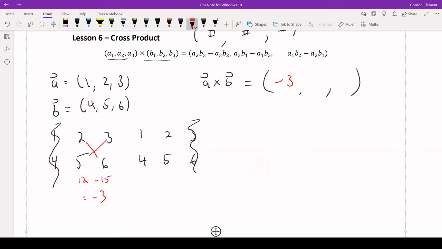And then you move one set over, and you do this times this. So 12 minus 6, and 12 minus 6 is 6. That's our y component of our cross product vector. And for the last one, 5 times 1 is 5. Subtract 4 times 2 is 8. Negative 3. So negative 3, 6, negative 3 is our new vector. What is that vector? We're not quite sure yet, but that's the cross product of those two vectors. That's just the definition using the formula. That's what we've got.